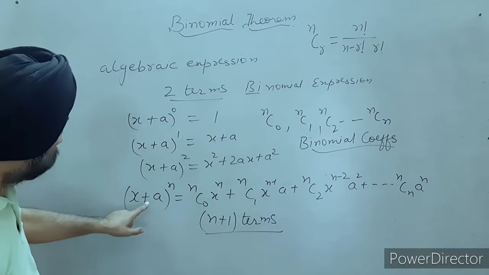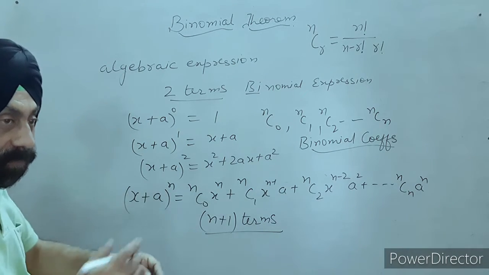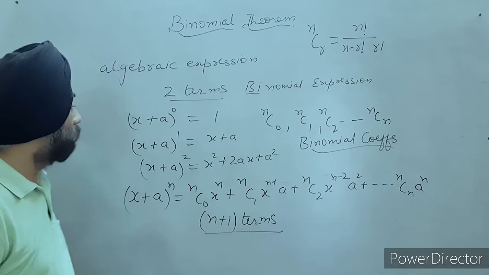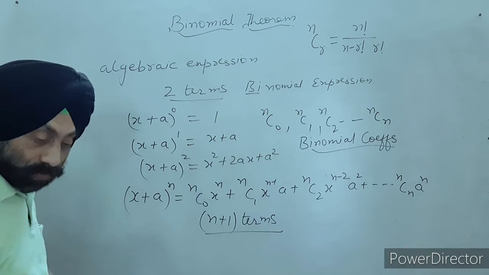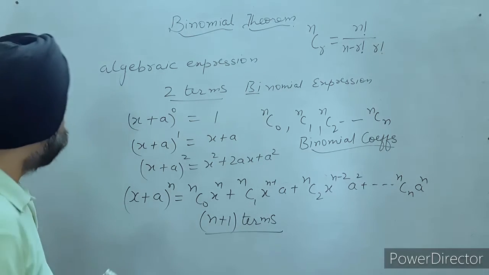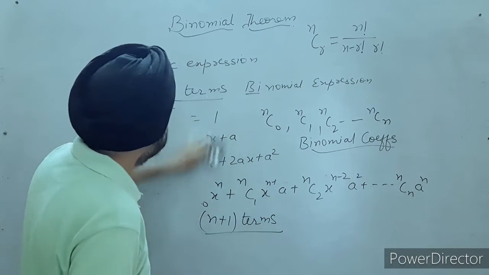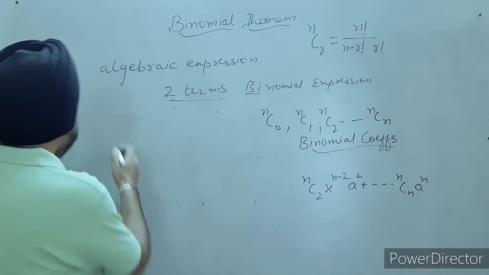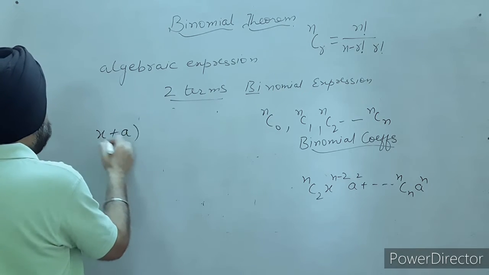Right? In this case, the index is n. We have one more, n plus 1 number of terms. Now, for example, I can show you again by using this. Say I open the cube of x plus a raised to power 3.